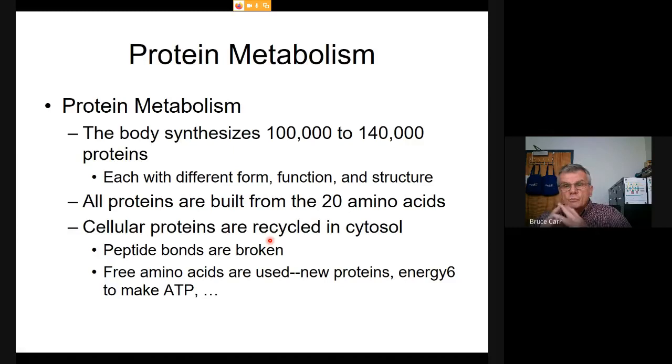Now, let's talk about proteins. Proteins are made of 20 different amino acids. The amino acids, only 20 of them, are in every life form, from bacteria to blue whale, from seaweed to sequoias, all of that stuff. 100,000 or 140,000 proteins are synthesized in the body. So they are the most diverse polymer. They also are the most abundant. If you look at the total weight of protein, it far outstrips lipids and carbohydrates and nucleic acids in our body. Each of these has a unique function.